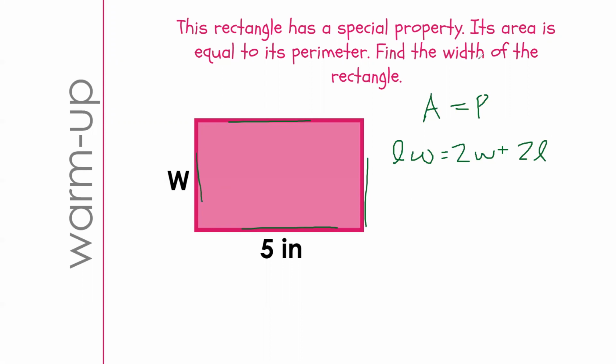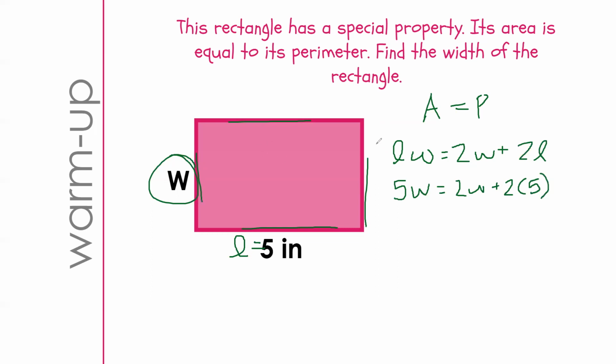Our goal is to find the width of the rectangle. We're trying to figure out what that W is. So I'm going to substitute in what I know. I know that this is going to be filled in for my length, and I know that is going to be filled in for my width. So anytime I see an L, I'm writing a 5. Anytime I see a W, I'm going to keep it a W. So I'm just rewriting the rest of my equation. And then remember to put things in parentheses so you don't get confused.